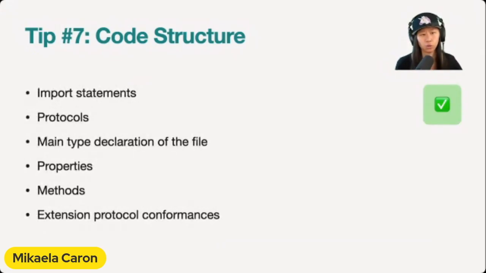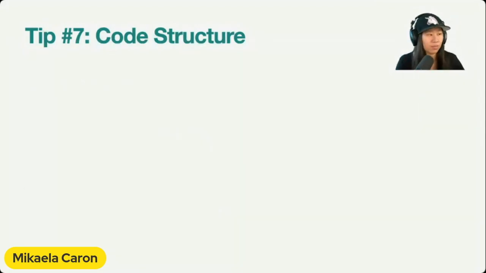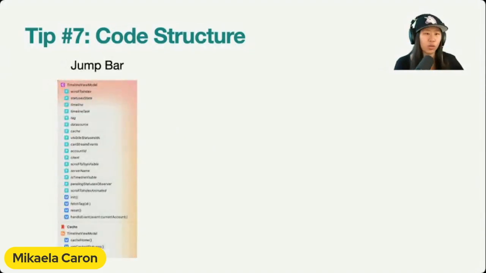So we want to follow this structure. We have import statements at the top, then we have protocols, we have a main type declaration of that file, we will then have properties, methods, and then at the bottom is extension to protocol conformances. So when we look at this, it is useful for a few reasons.